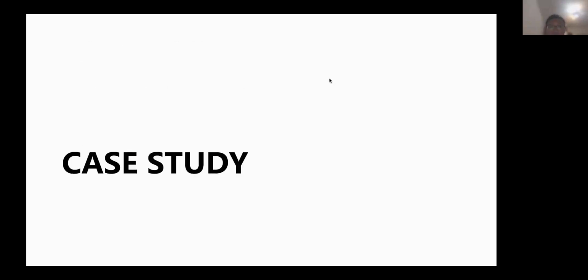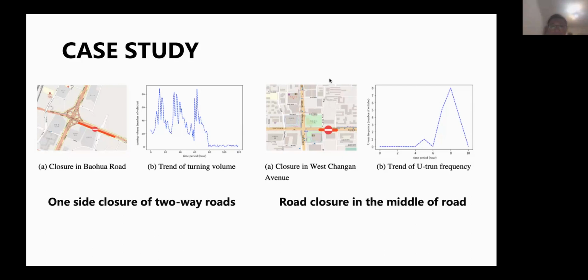Then let's take some case studies. Here are two real closure events. The left is one side closure of a two-way road and the other is road closure in the middle of the road. Because our method combines the turning volumes and the turning frequency, we can successfully detect both of these cases. And here are the change trends of these two features.